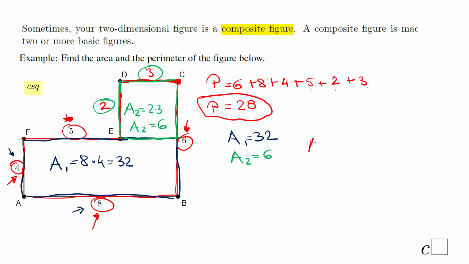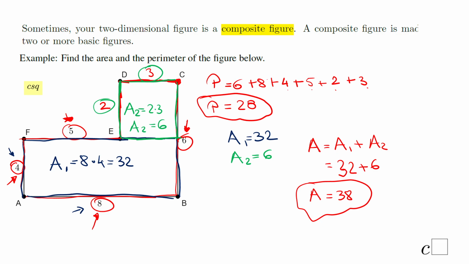The area of this composite shape is going to be nothing else than you add these two areas. It's going to be 32 plus 6, and that will be 38 square units. We don't have units, but let's use it like this. Okay.